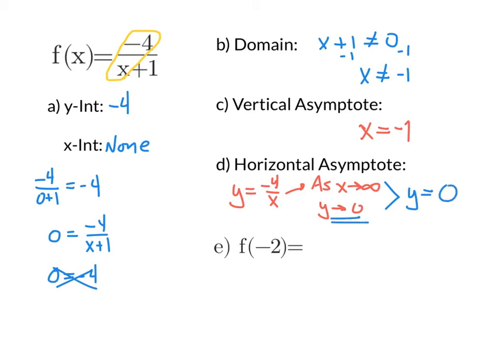The last piece is to evaluate f at -2. And that's just going to mean take -4 divided by -2 plus 1. That'll be -4 over -1, which is 4.